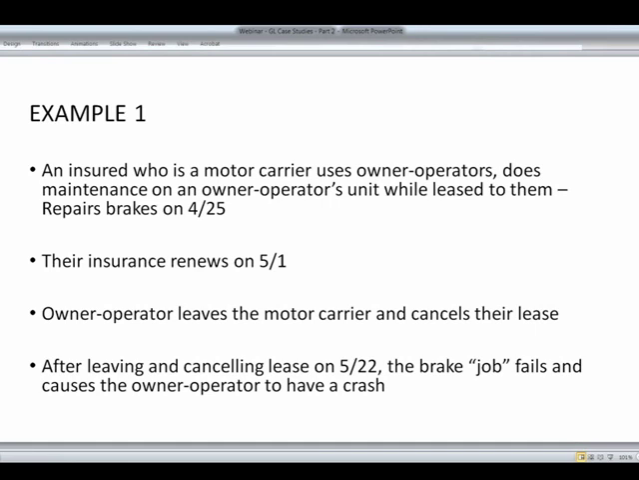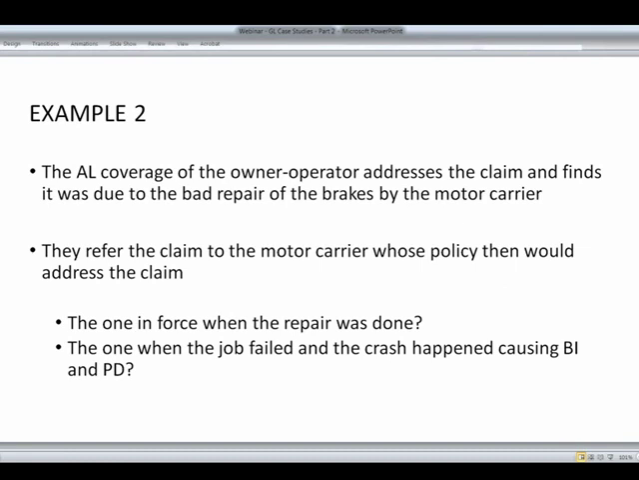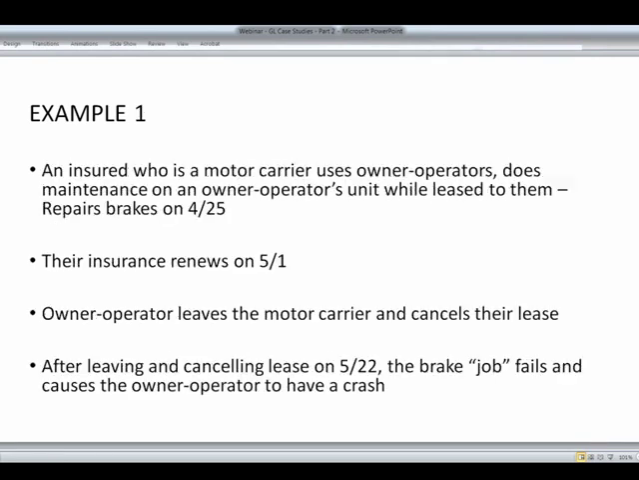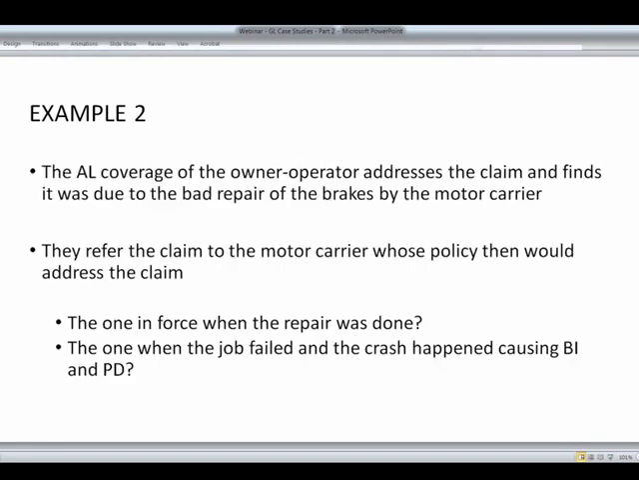Again, the owner-operator is no longer leased to the motor carrier that did the repair work. The auto liability coverage of the owner-operator addressed the claim, and they find out it was due to the bad repair done by the motor carrier. Then they refer the claim back to the motor carrier. And my question to you would be, which policy would have to address this claim?